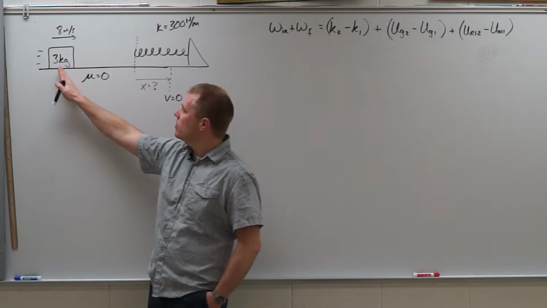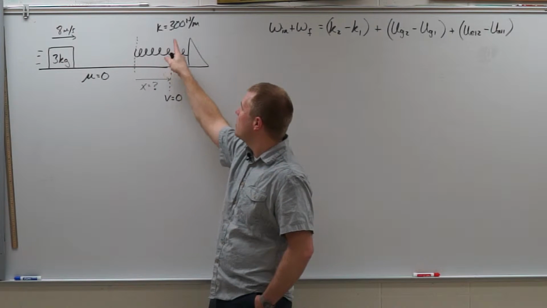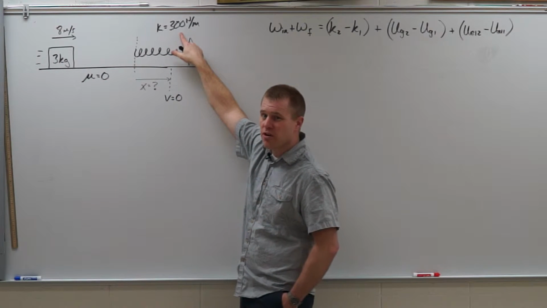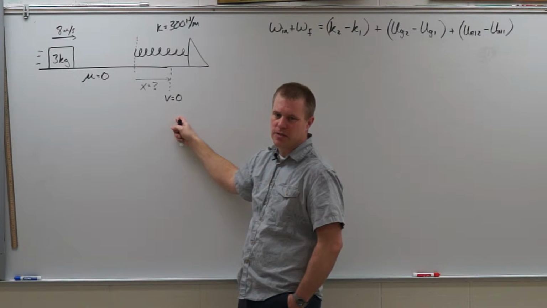So I have a 3 kilogram block sliding on a frictionless surface at 8 meters per second. It's going to collide with a spring with a spring constant of 300 newtons per meter. And I want to know how far it is going to compress that spring before coming to a stop.